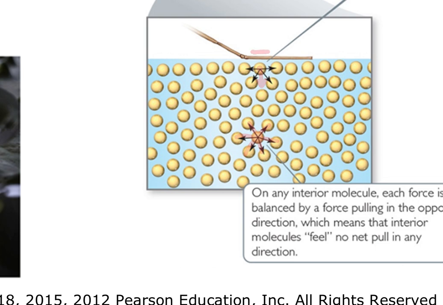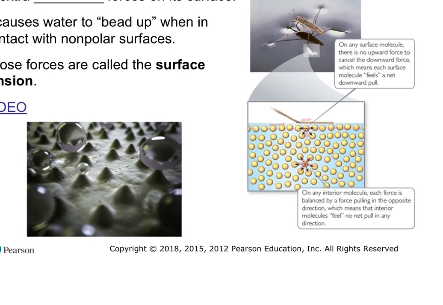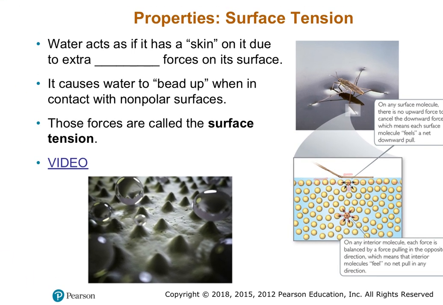And so what ends up happening is it makes the top layer hold a little tighter together in order to kind of balance it out. That's what surface tension is. It's the fact that the surface molecules are held tighter than deeper into the liquid body. So for water anyway, it's like it has a skin on top of it due to extra inward forces on the surface.